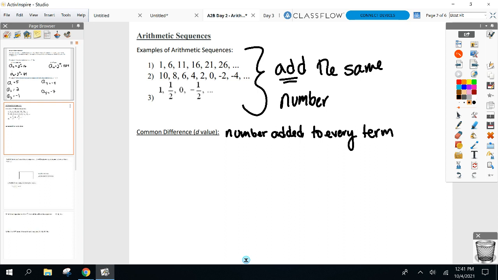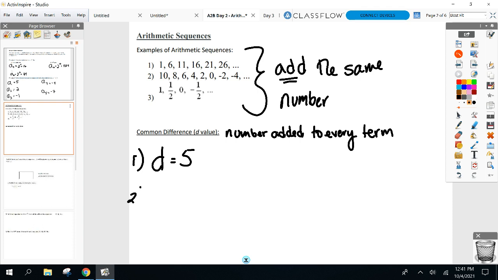So let's try this out. Number 1, what am I adding to every term? 5. So watch how I'm going to write this. Common difference, the notation is the lowercase d. So we say d equals 5. That means I'm going up by 5 in that sequence.